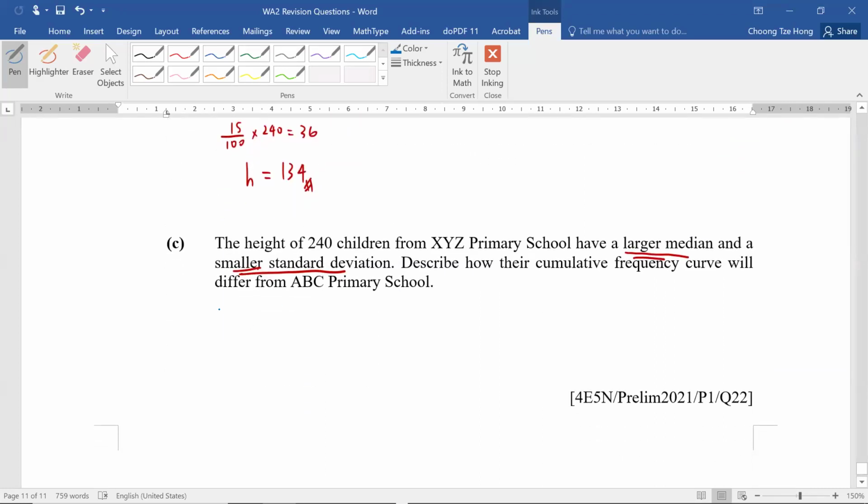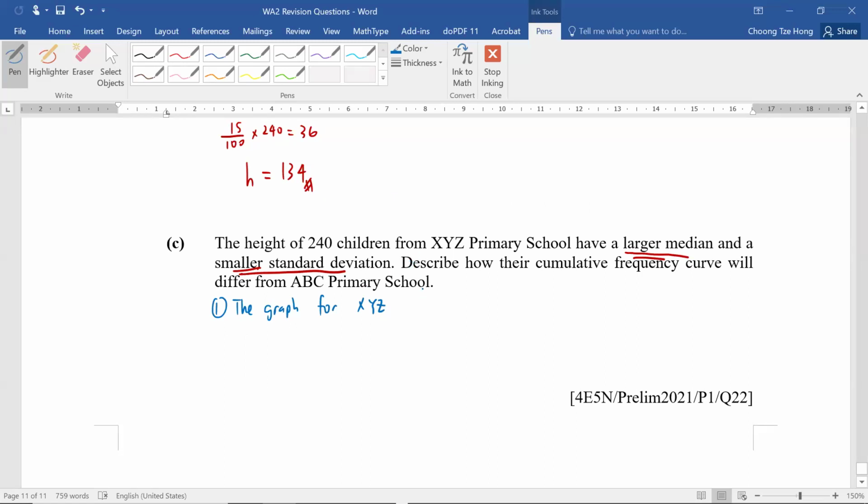So one thing we can say, because the median is greater, a larger median for LC primary school, is going to cause the cumulative frequency graph to be on the right of ABC primary school. So let's write that down. That's the first thing you can write. Okay, so the curve for LC, the curve or the graph now. Maybe I'll use the word graph.